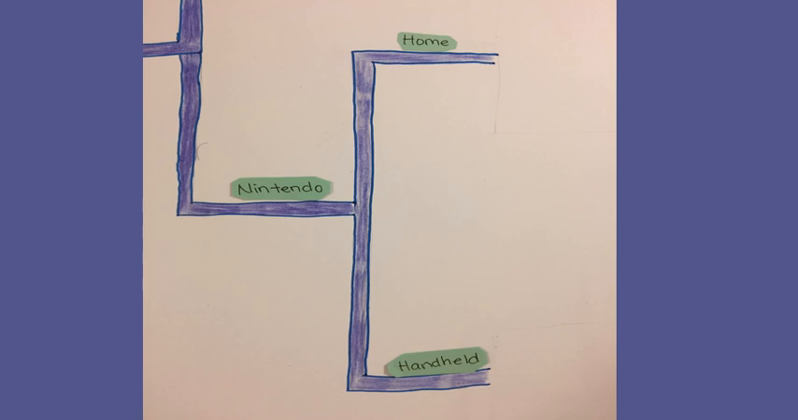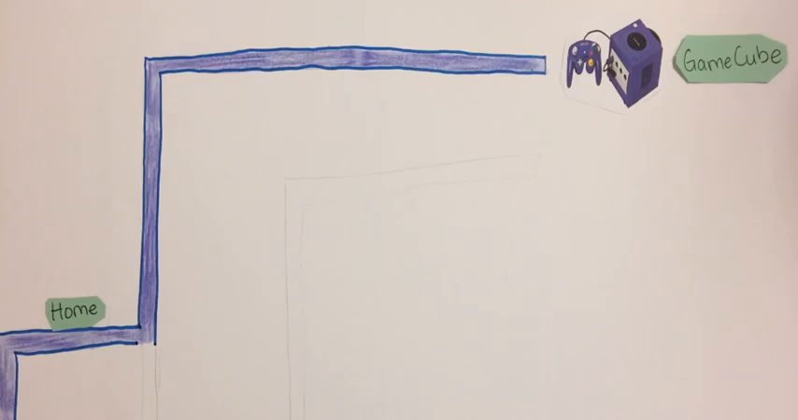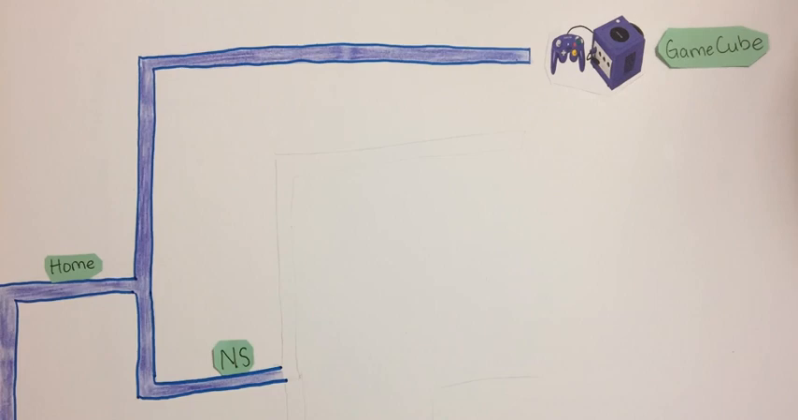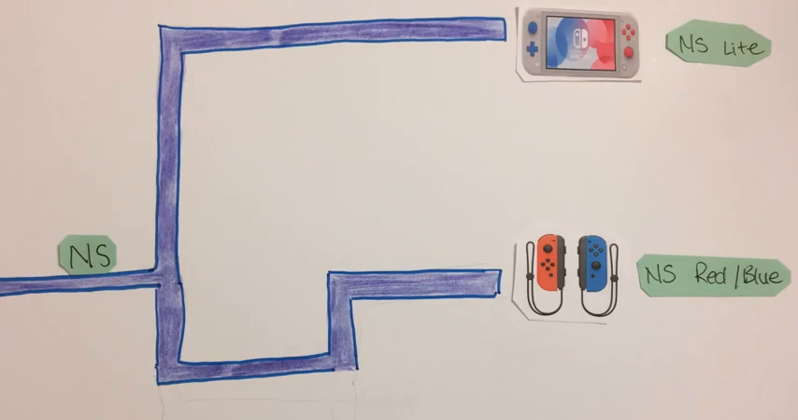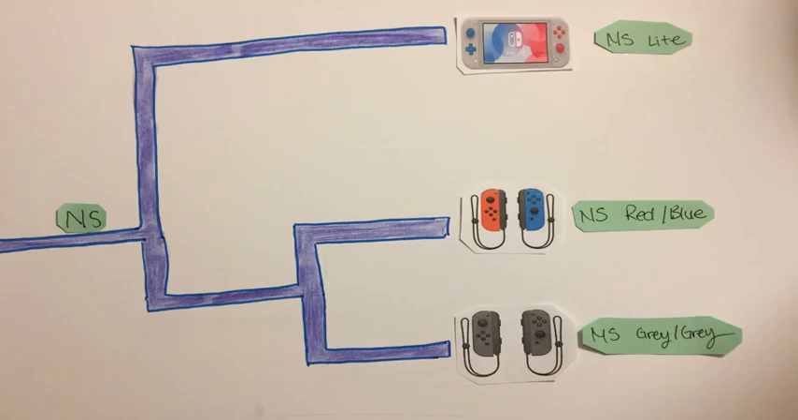Nintendo consoles can be separated into home consoles and handheld consoles. Home consoles can diverge to the GameCube and to the Nintendo Switch. The Nintendo Switch can further separate into the Nintendo Switch Lite. The red-blue Nintendo Switch and the gray-gray Nintendo Switch variation diverge from this as well. That does it for home consoles.